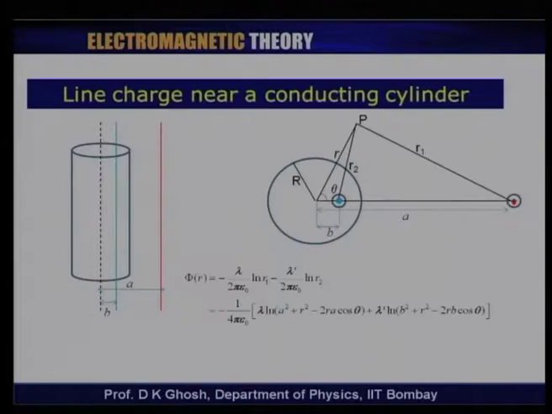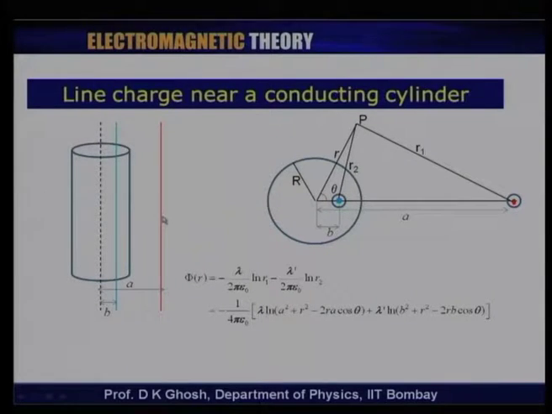examples. One is connected with the cylindrical geometry. So, let us look at the situation where I have a line charge indicated by this red line here, which is in front of a cylinder, a metallic cylinder, which is grounded, that is, the cylinder is maintained at 0 potential. The distance of this line charge, having a line charge density of lambda per unit length, from the center, the axis of the cylinder, is taken to be equal to a.